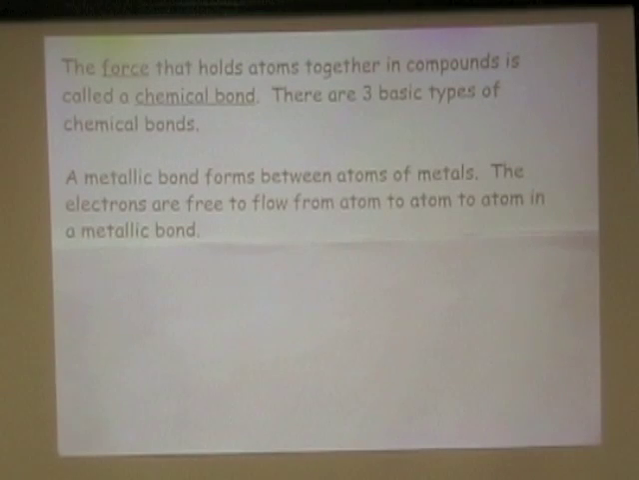Okay, so a metallic bond forms between atoms of metals. The electrons are free to flow from atom to atom to atom in a metallic bond. Okay, so I'm saying to you, a metallic bond forms between two atoms that are metals. Okay, how do we know which atoms are metals?